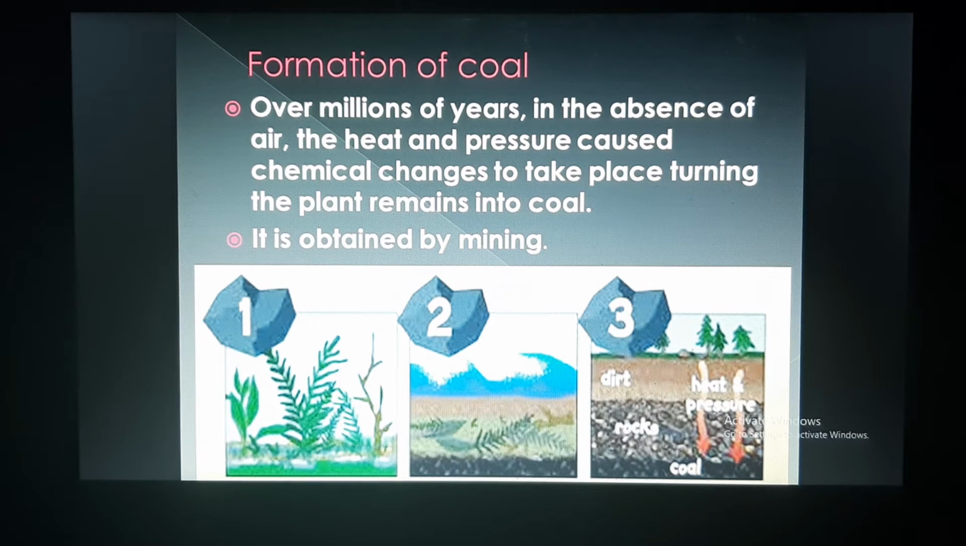And we can see the coal is formed very deep from the surface of the earth. So obtaining coal is difficult. The mining process is used for obtaining coal. Why is the mining process used? Because the coal is formed very deep from the earth surface.